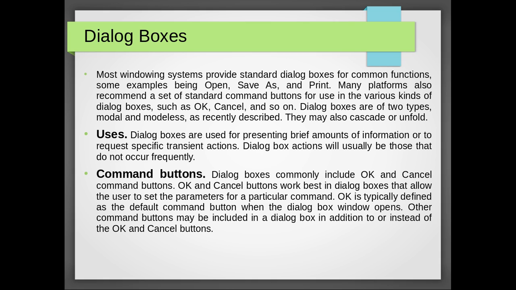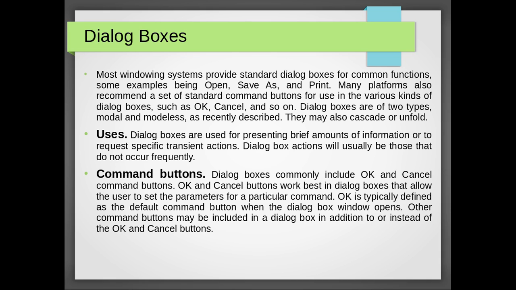Dialog boxes are used for presenting brief amounts of information or to request specific transient actions. Dialog box actions will usually be those that do not occur frequently. Command buttons: dialog boxes commonly include OK and cancel command buttons. OK and cancel buttons work best in dialog boxes that allow the user to set the parameters for a particular command. OK is typically defined as the default command button when the dialog box window opens.